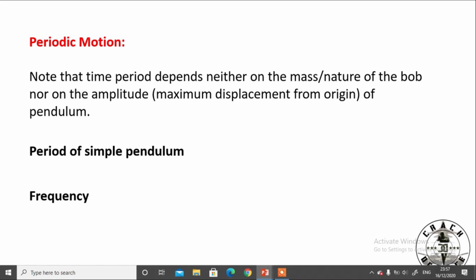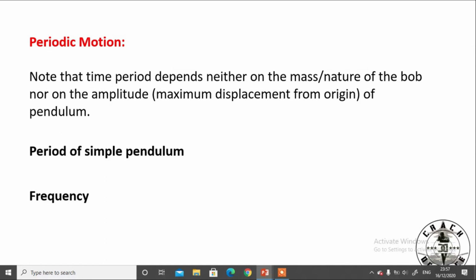Firstly, let's see what is periodic motion. The motion which is repeated in equal intervals of time, for example, a rocking chair or a bouncing ball, or we can even say a vibrating tuning fork, are such examples which do periodic motion.